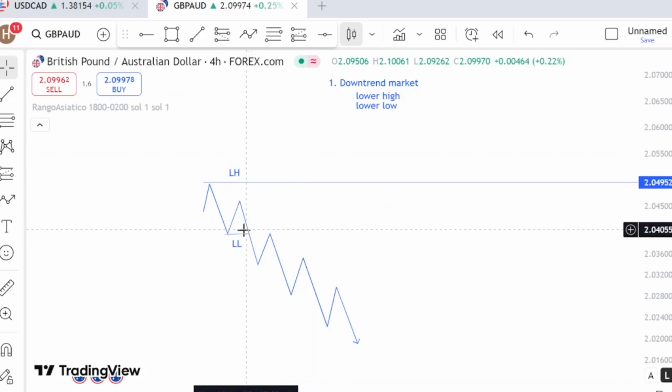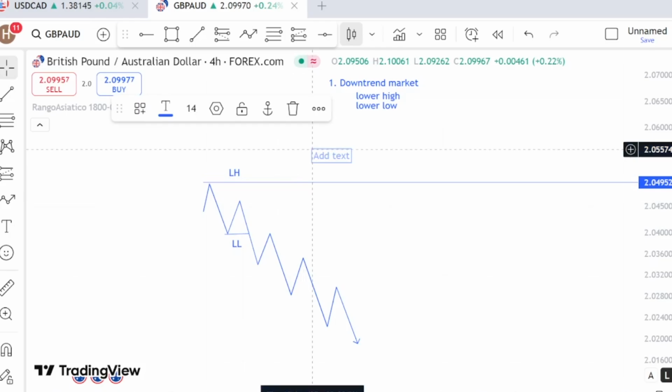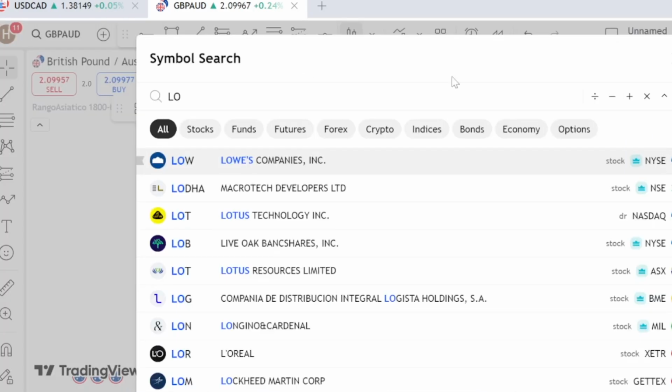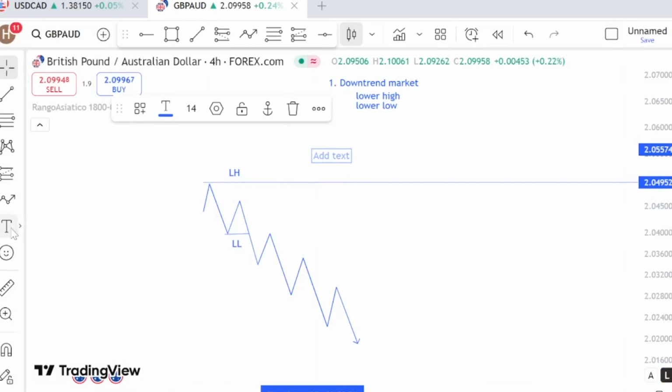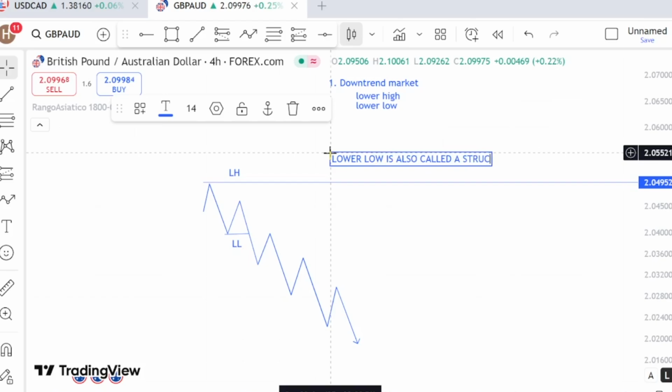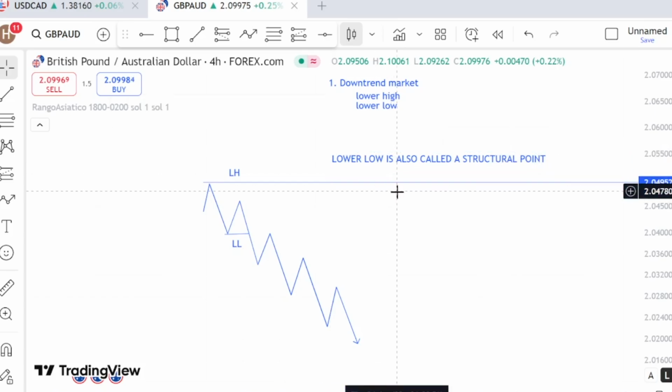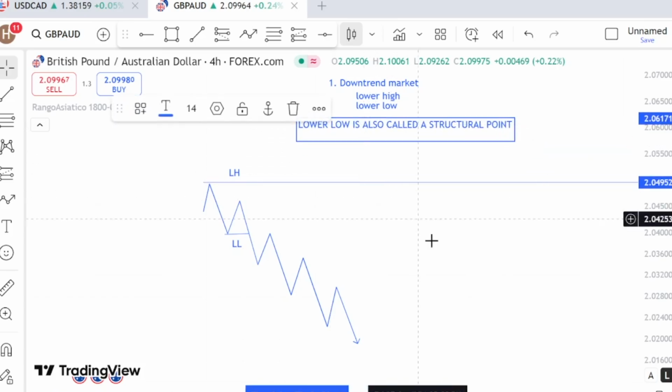So anytime a market breaks the lower low, it is called a break of structure. That's why we call it lower low or structural point. Let me type it here for you. Lower low is also called a structural point.